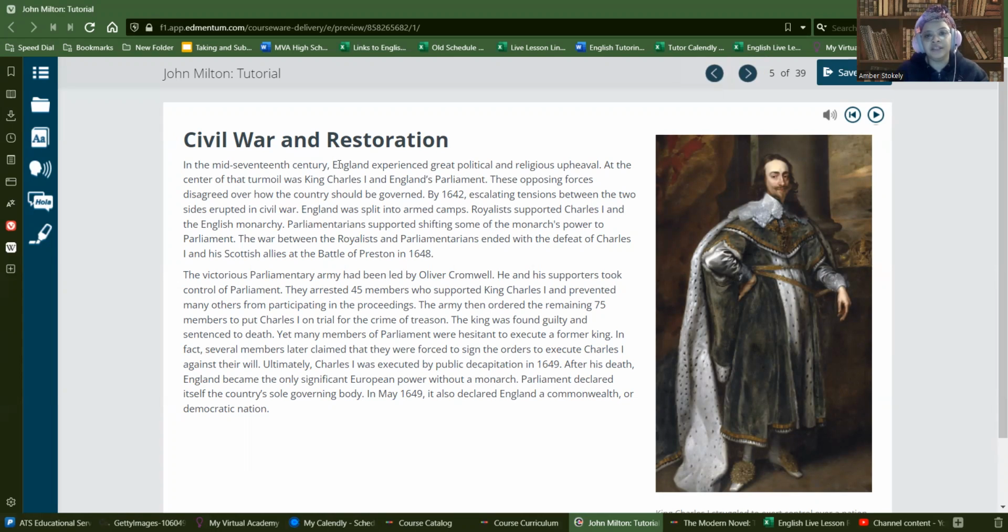So during this time, England experienced great political and religious upheaval. At the center of it was King Charles I in England's parliament. So basically, parliament is the government that connects the monarchy to the people. And the way that things were set up in Britain at the time was that the king couldn't just pass laws without Parliament's approval. And this was put in place to stop the monarchy, kings and queens, from abusing their power. So basically, they disagreed about how the country should be governed. So basically, what rules and laws should be put in place.